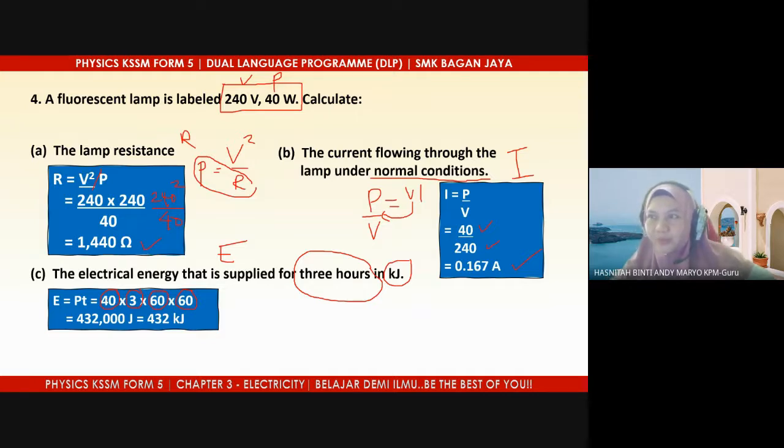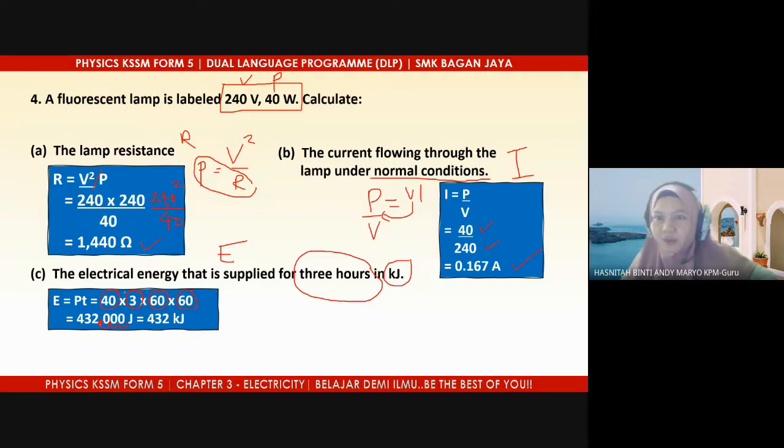You tengok cikgu punya answer. Is it on the time? 4333728. Okay, so you tengok ini equation dia. Power is 40, this is the time, 3 hours. So in kilojoule again, we move 3 point forward. So it gives you 432 kilojoule. Okay, so students, this is the correct answer for C.